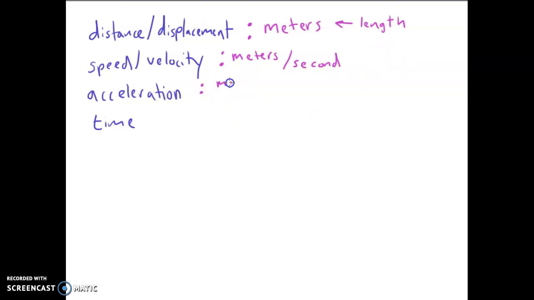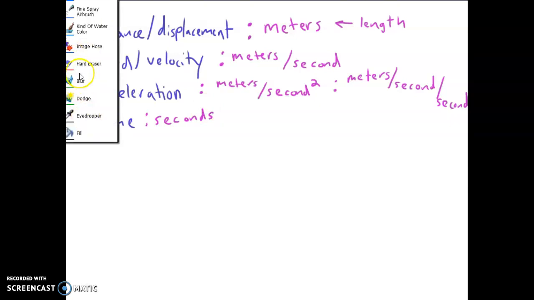Acceleration is measured in meters per second squared. Otherwise known as meters per second per second. Okay. And time is written in seconds.